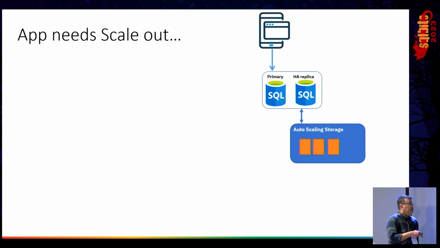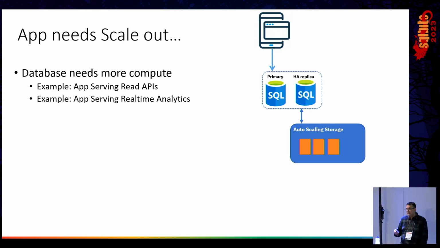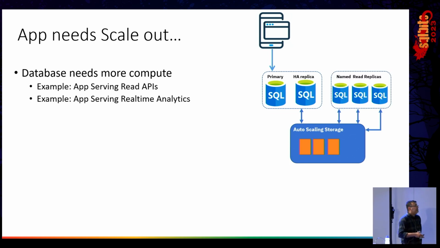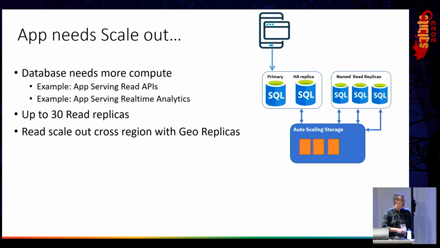As the app needs to scale out, we have read scale, for example, an app that serves near real-time analytics, or an app which serves API calls, which needs read scale out. Besides the HA replicas, you have this concept of named replicas, which allows you to scale out reads across the ecosystem. So the same data you're writing once, shared storage, scale out reads across 30 replicas. So you can have up to 30 replicas, and then you can scale out cross-region with geo replicas as well.